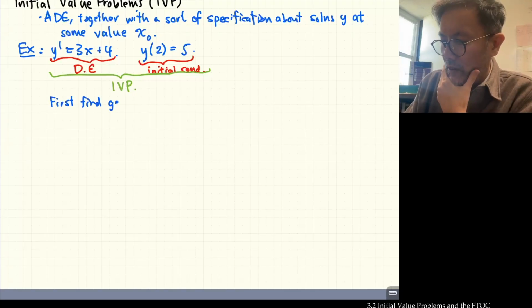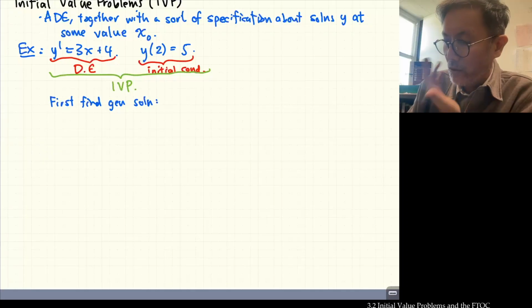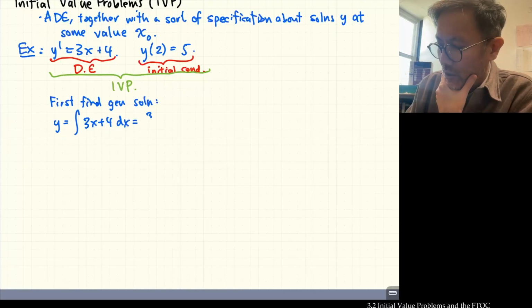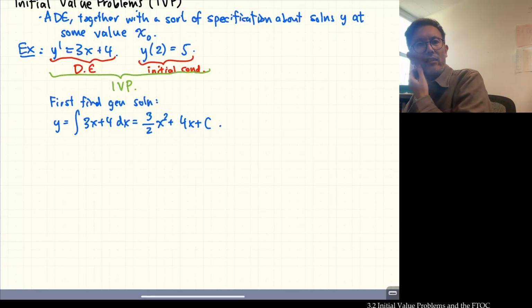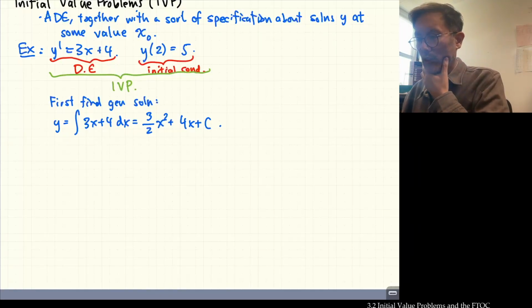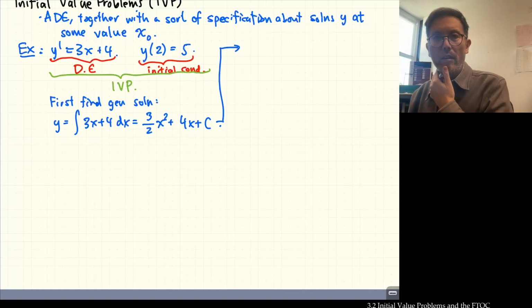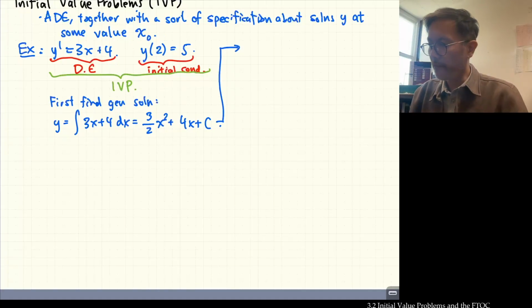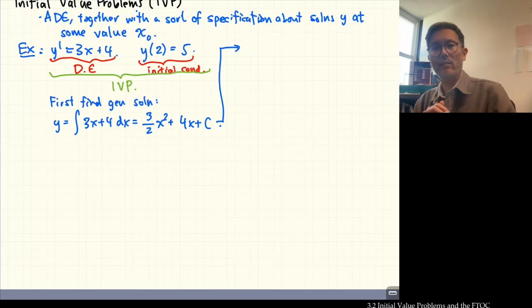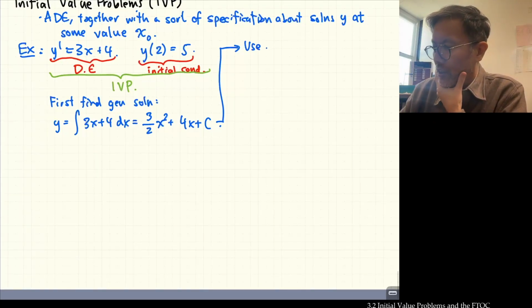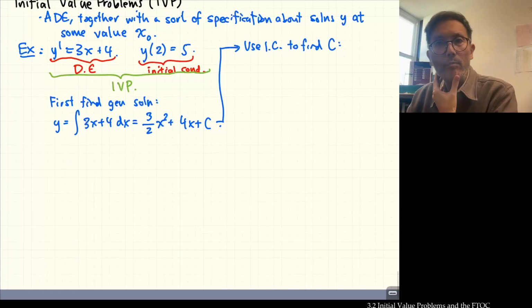And we've already done this. Just as a reminder, this is y is equal to the integral of 3x plus 4 dx. And oh gosh, I have to do this again. 3 halves x squared plus 4x plus c. Okay, so that's the general solution. And then what we can do, and I'll do it up here just because I have space there, is use the initial condition to find the value of c.